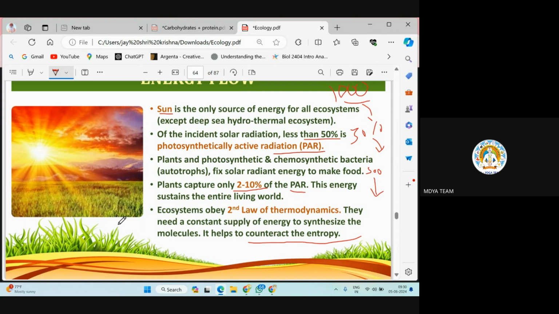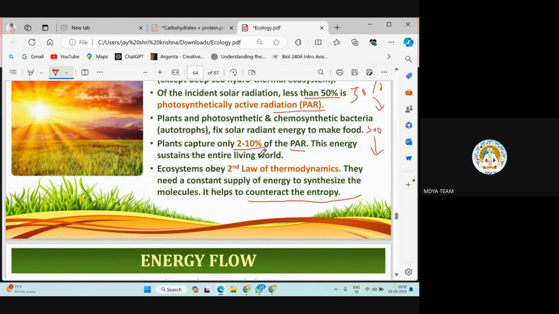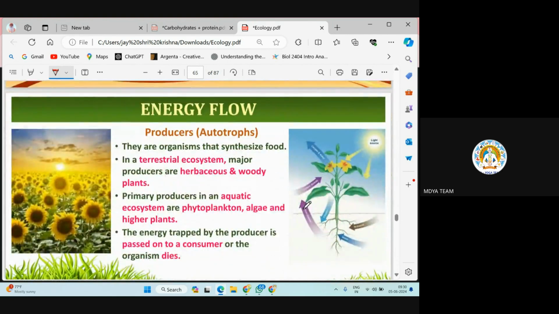So the second law of thermodynamics states that if inside a system the molecules or the elements are in motion, they need a constant supply of energy. Similarly, we also need a constant supply of energy. And from where are we getting that constant supply of energy? Sun. Sunlight. So ecosystems are obeying the second law of thermodynamics. This PAR, this percent, you don't need to remember this percent, but you just need to know what is PAR, photosynthetically active radiation.